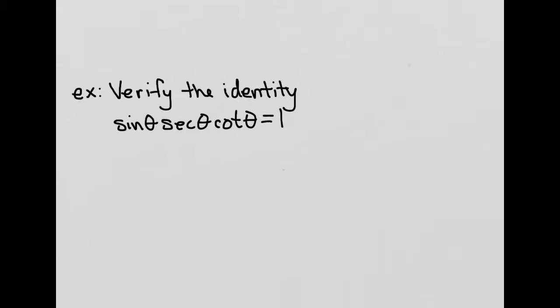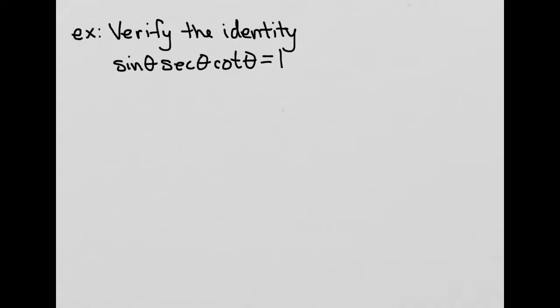Alright, let's do another one. Okay, we want to verify this identity: sine theta times secant theta times cotangent theta is equal to 1. This left side is obviously the more complicated one, so let's work with that. And let's change these secants and cotangent into something with sines and cosines. So we'll have sine theta. Secant, remember, is the reciprocal of cosine, so that'll be 1 over cosine theta. And cotangent is the reciprocal of tangent, or it's also cosine over sine, and that might be more useful, so let's use that one. That's using one of the quotient identities.